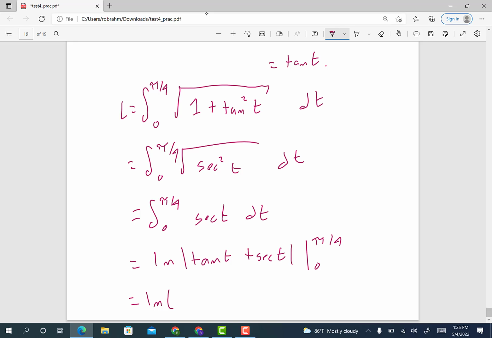When t is equal to pi over 4, tangent of pi over 4 is 1. And secant of pi over 4 is 1 over cosine. Cosine of pi over 4 is 1 over the square root of 2. So this is 1 plus the square root of 2, minus the natural log. When t is equal to 0, tangent of t is equal to 0. And secant of 0 is equal to 1. So that's just equal to 0. The natural log of 1 is 0. So this is the natural log of 1 plus the square root of 2. And that is the answer to this problem.